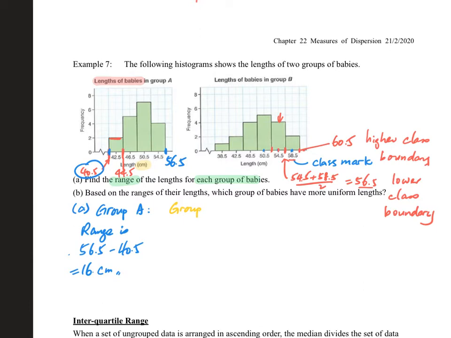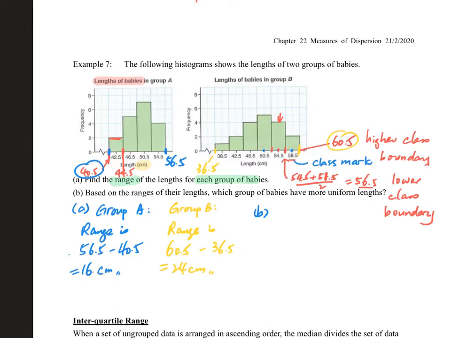Okay, afterward we come to group B. Group B, you've also got the ranges. 60.5 we've got already, which is the highest class boundary. The other end would be 38.5 minus 2. 36.5 will be our lowest class boundary, and as a result the range is 24 cm. Then we complete the two questions very quickly.